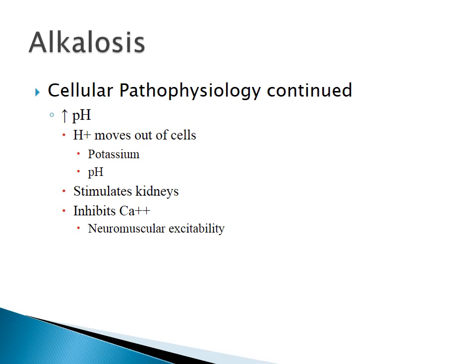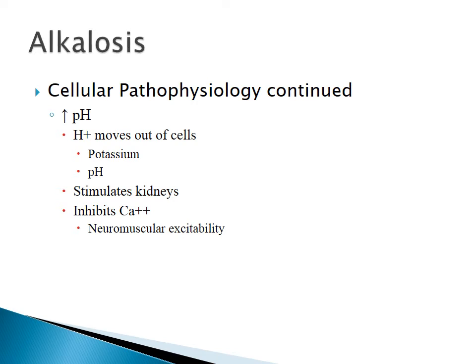As the pH continues to elevate, the hydrogen ion is going to move out of the cell because it wants to find that neutrality again. So as the hydrogen moves out, the potassium is going to move in. This is the total complete opposite of acidosis, correct? So this will help to correct the pH. It'll start to pull that pH down, but it's also going to end up dropping your potassium. So totally opposite responses here.